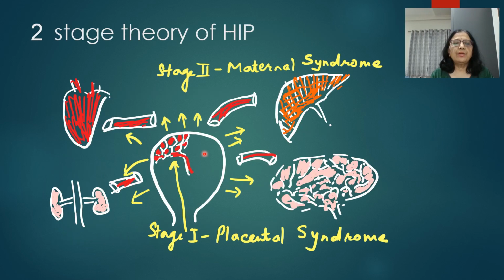The same thing I have tried to demonstrate in a pictorial way. Stage 1 is placental syndrome, where there is a defective placentation because of the incomplete trophoblastic invasion of spiral arterioles. That leads to changes in the vessels all over the body, and that leads to stage 2, that is maternal syndrome, which will affect all the vital tissues such as heart, liver, brain, kidney, and all the other organs as well as tissues.